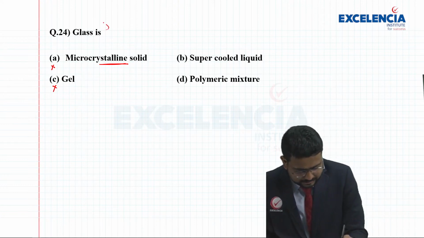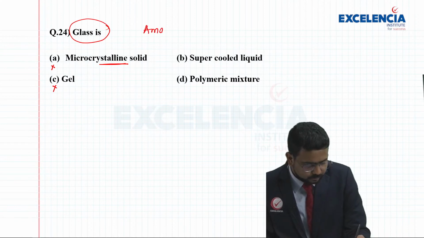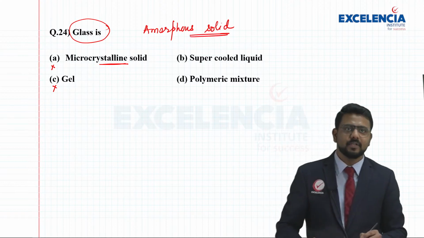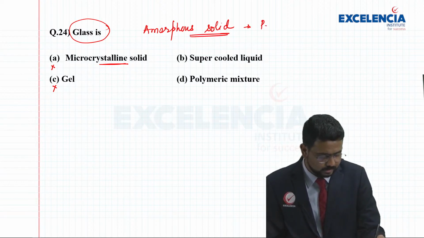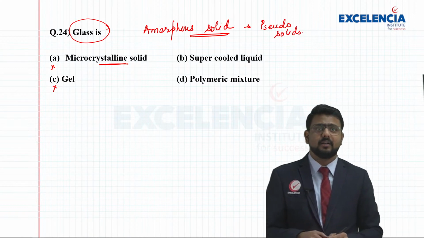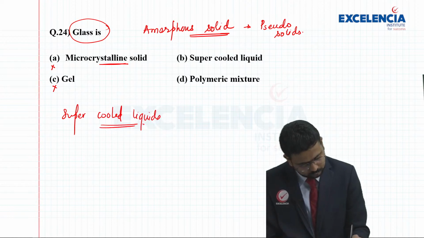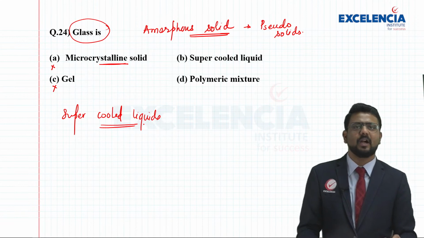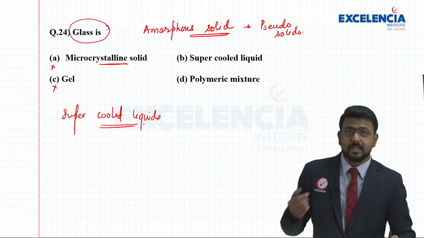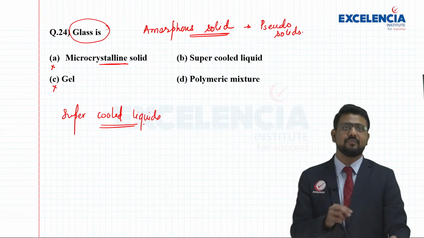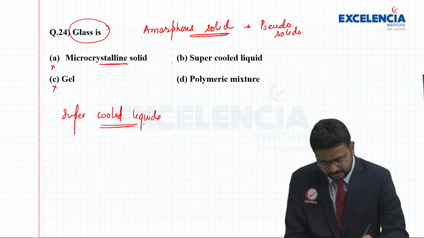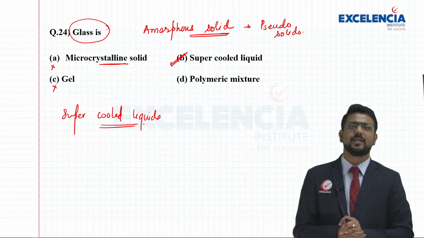Now we know that glass is actually an example of an amorphous solid. Okay, and amorphous solids are something which you call pseudo solids, right? And another term for them is what? Super cooled liquids. Okay, so amorphous solids could also be regarded as what? Super cooled liquids, and we know that because glass is regarded as an amorphous solid, it is as good as a super cooled liquid. That's the reason option B is going to be your correct answer.